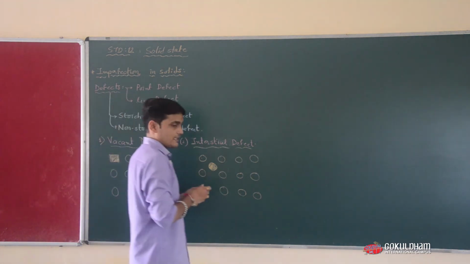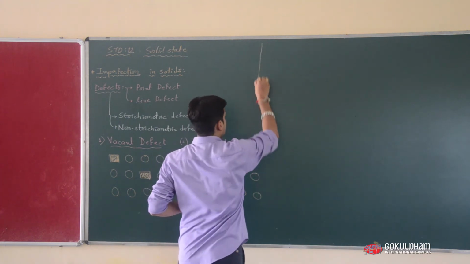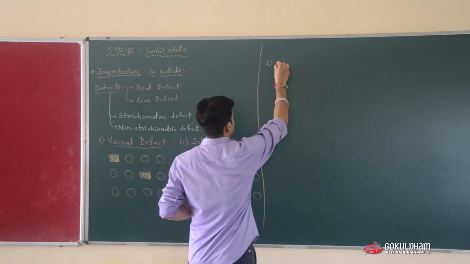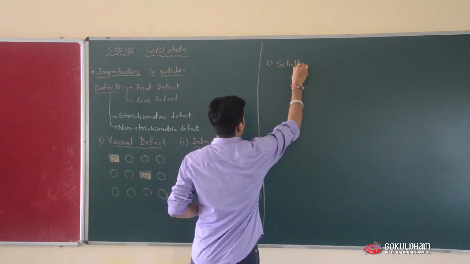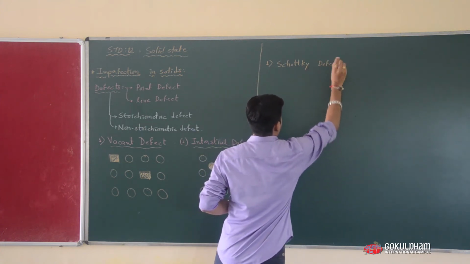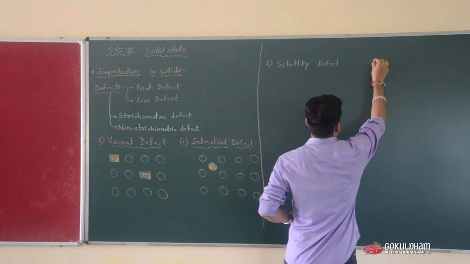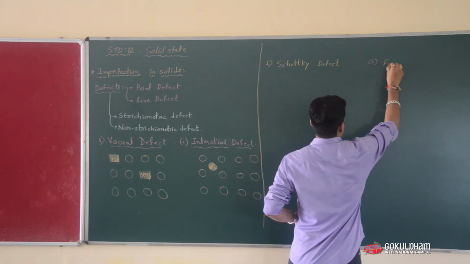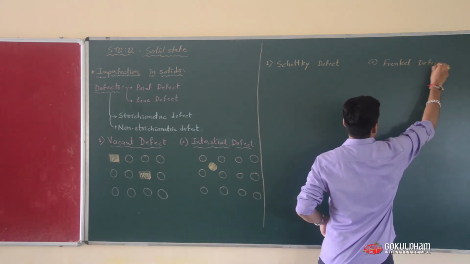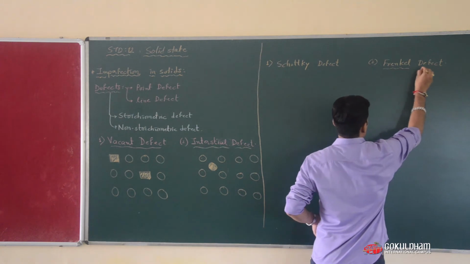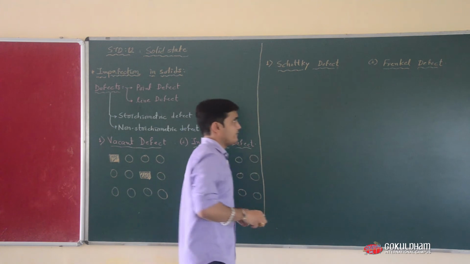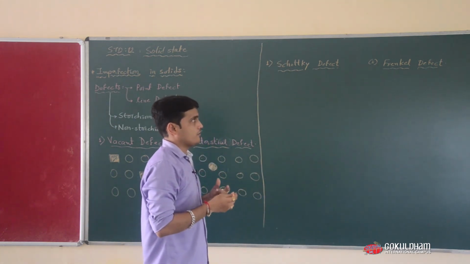But now stoichiometric defect consists of two major types. First is Schottky defect and the other is Frenkel defect. We are going to discuss these defects in a comparison format.